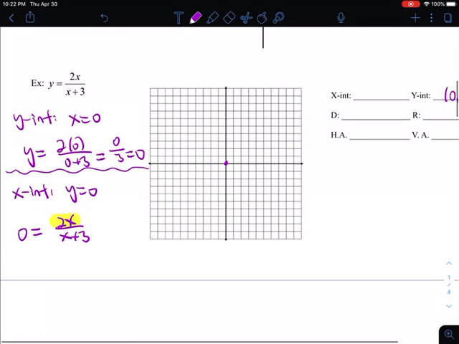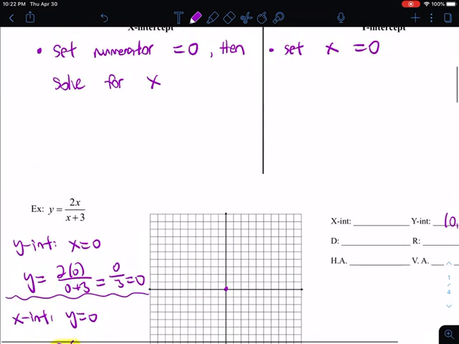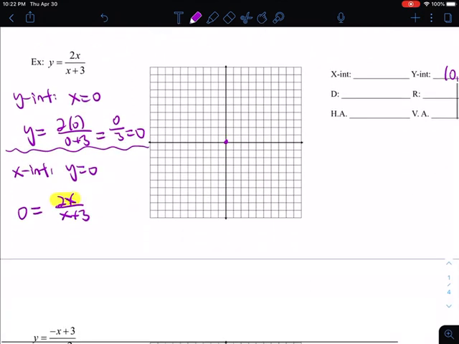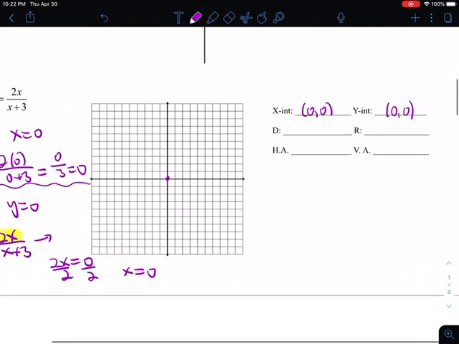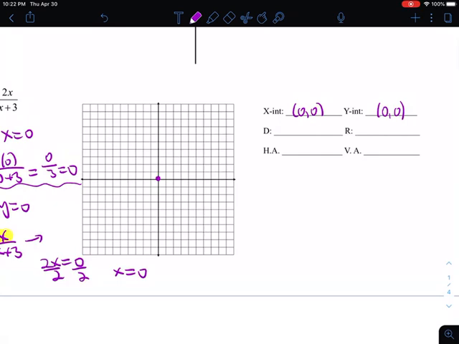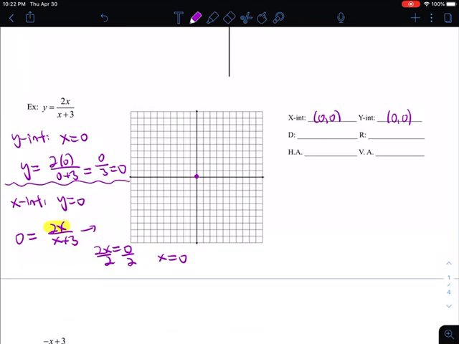So let's go ahead and do the x-intercept. I'm going to set the numerator equal to 0 and then solve for x. In this case, the numerator is 2x, so I'm going to set this equal to 0. 2x equals 0. Divided by 2, I get x equals 0. So my x-intercept is also at 0, and that's going to be (0, 0), which makes sense, because that's the same point, at the origin.